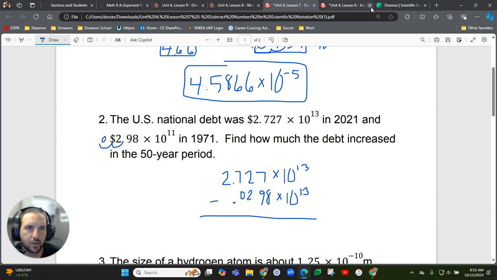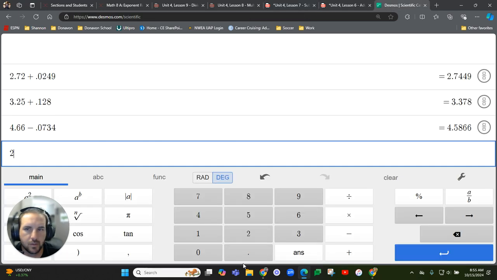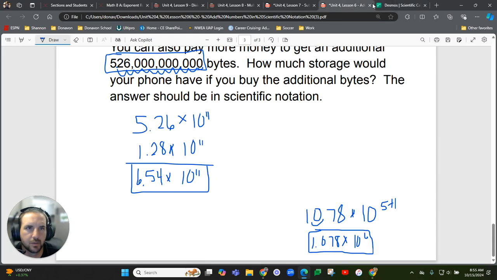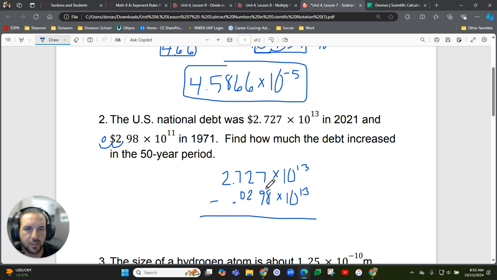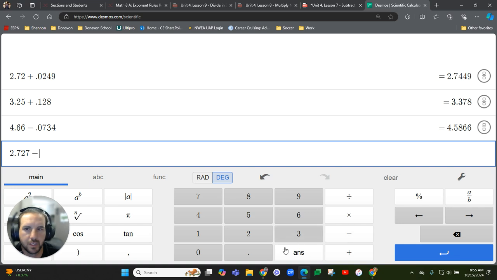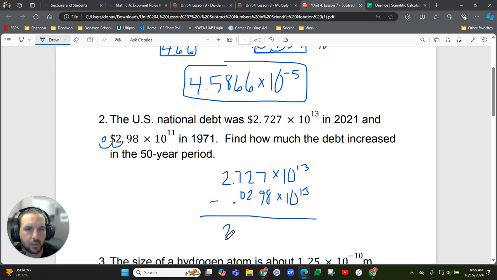All right, so I'm just going to use a calculator for this. 7.27 minus 0.0298, double check that's right. Yep, looks good. So it's going to be 6.9702 times 10 to the 13th power.